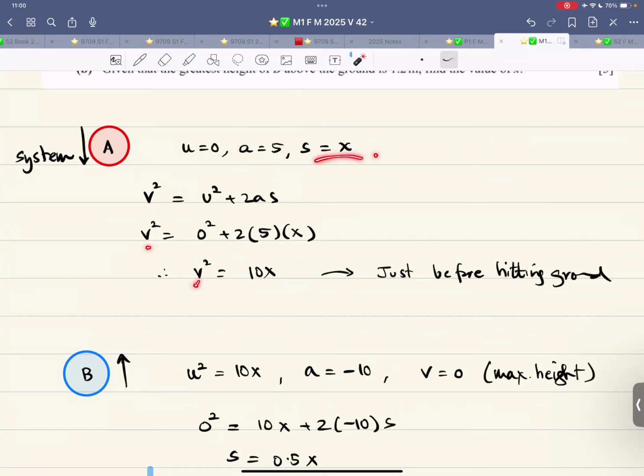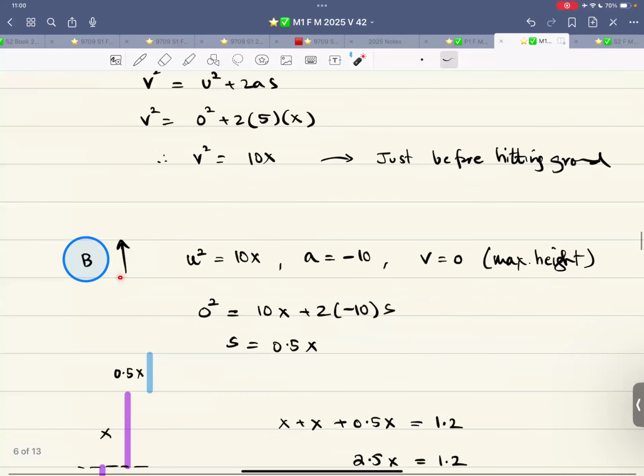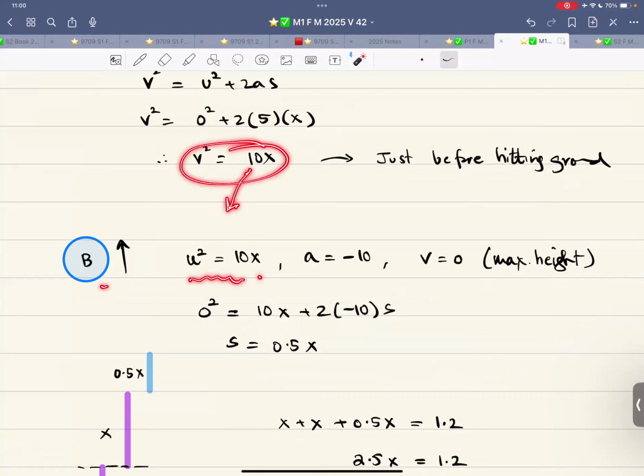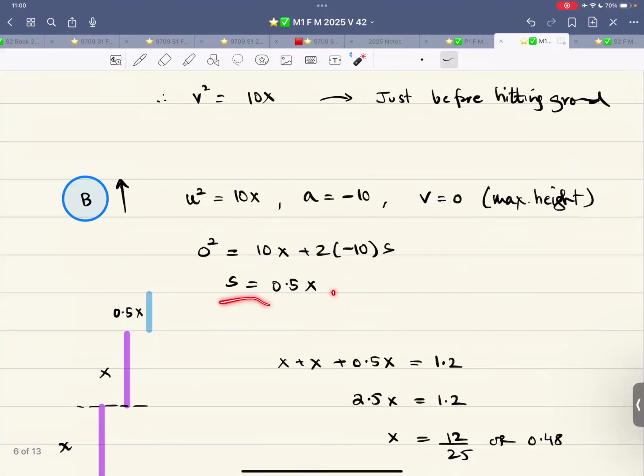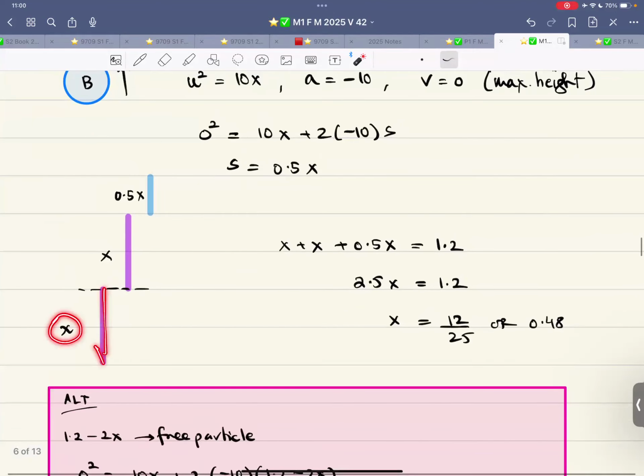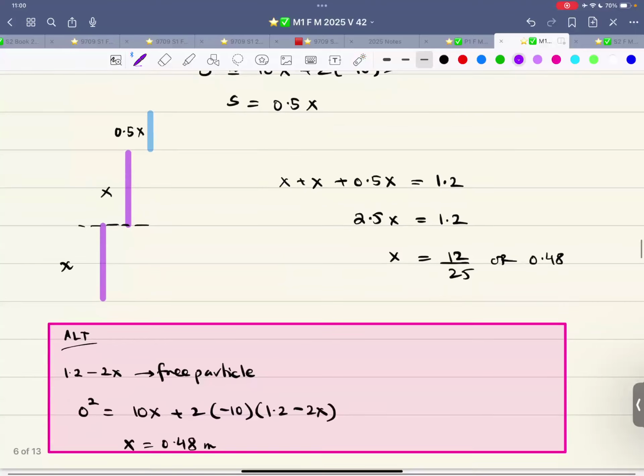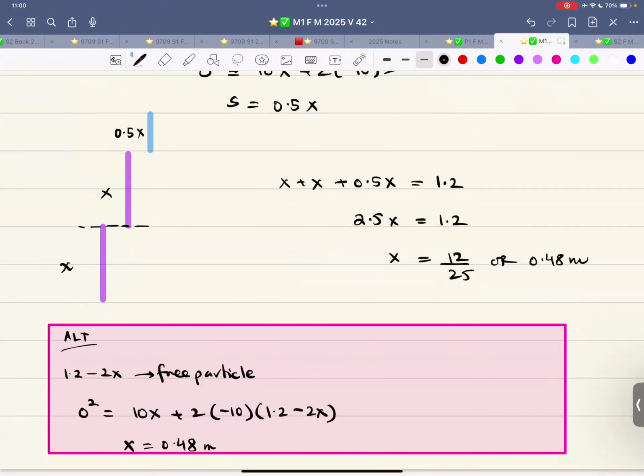I found velocity square in terms of x. This is just before hitting the ground. Now, particle B: the final velocity from the previous part becomes the initial velocity for B. It moves up on its own as a free particle under gravity till it comes to rest when it reaches a maximum height. So now S comes out to be 0.5x. So this is x, this thing moves down, this thing moves up, and this on its own. Add it all up, equal to 1.2, and this comes out to be 0.48 meters.